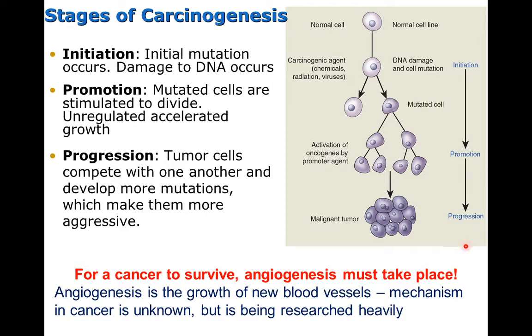For a cancer to survive, angiogenesis must take place. So the cancer cells have the ability to grow their own new blood vessels. How they do it, we don't fully know, but there's a lot of research going on to understand the angiogenesis capability of cancer cells.